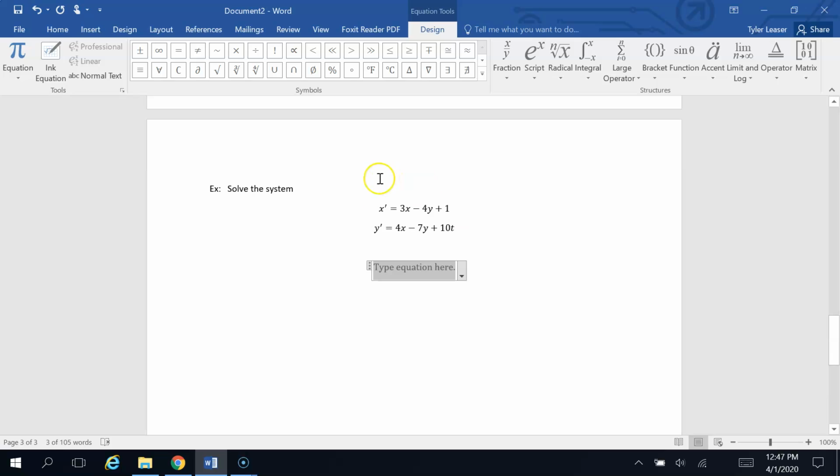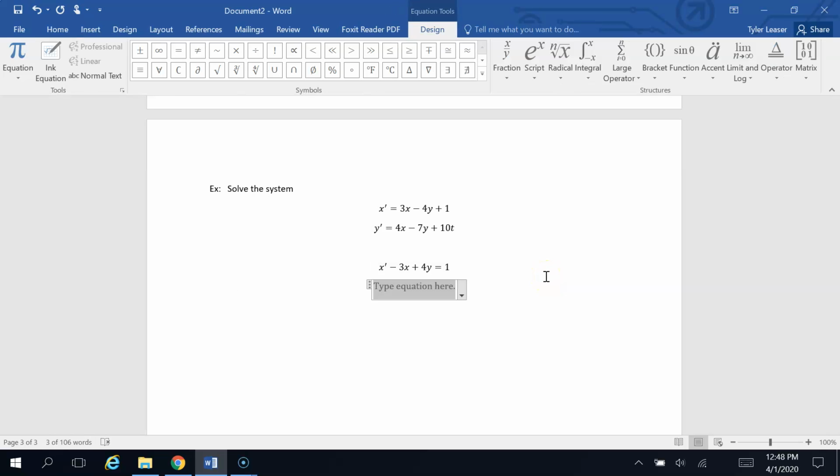So we need to get my x prime and x together, y prime and y together, and then the function or anything that's left over that does not have an x or a y on the right-hand side. So that first equation there, I'll leave the x prime, and I'm going to subtract the 3x over to the left-hand side. I'm also going to add the 4y over to the left-hand side, and just leave the function 1 on the right. There's no y prime here, but that's perfectly fine. It just means that the y prime has a coefficient of 0.